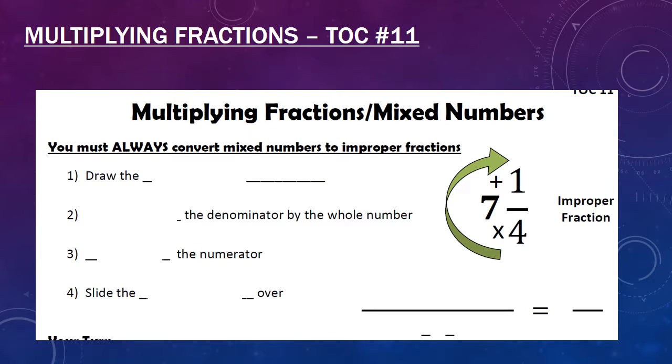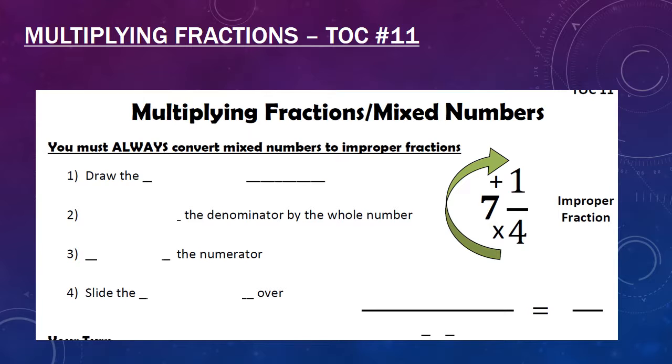All right, we are on the top of page 11, TOC 11, and we're going to do a quick review because when you are multiplying fractions, which I will tell you is so much easier than adding and subtracting fractions, you always have to convert mixed numbers into improper fractions. You can't ever multiply a mixed number. So we're going to review how to do that.